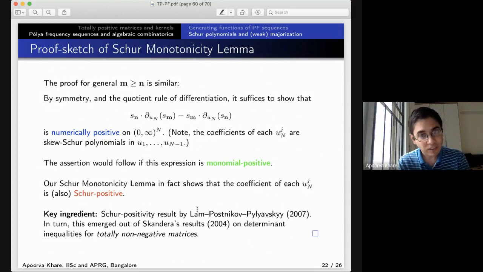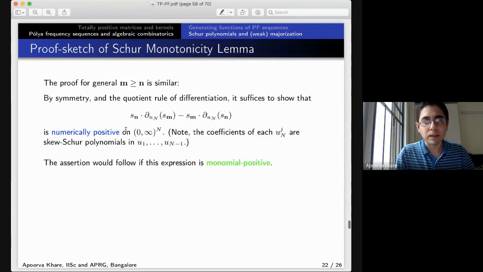But in turn, their paper emerged out of Mark Skandera's results in the Journal of Algebraic Combinatorics on determinant inequalities for totally non-negative matrices. So we are back again to understanding determinant inequalities for TN matrices. Actually, in the paper of Tao and me, we proved this numerical positivity alone without appealing to this hammer, in a different way, essentially in a similar way that Mark Skandera proved some of these inequalities. And also Donald St. P. Richards proved them. So that's a separate numerical positivity proof using total positivity.